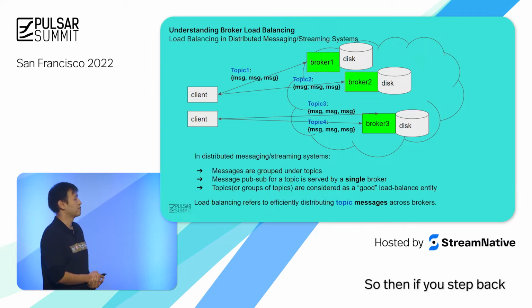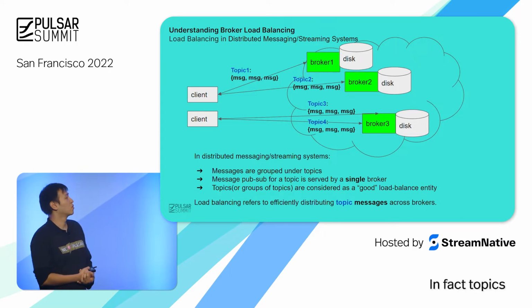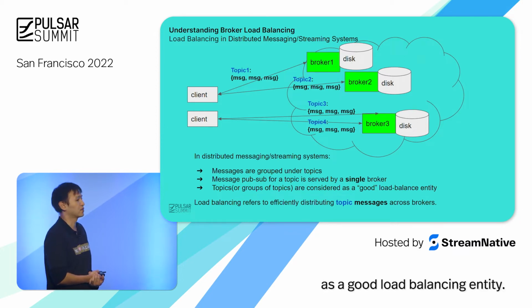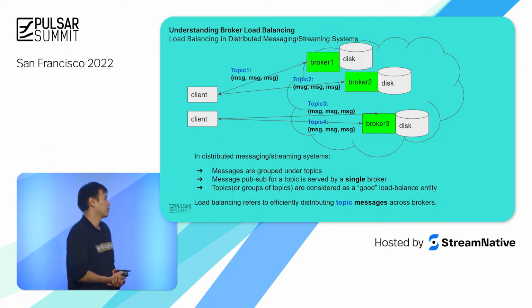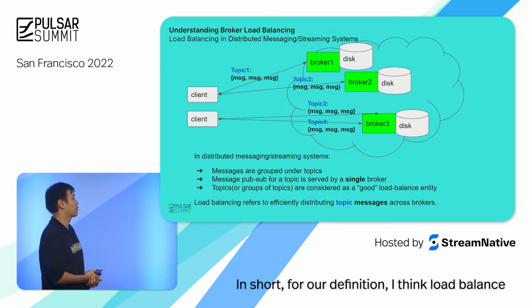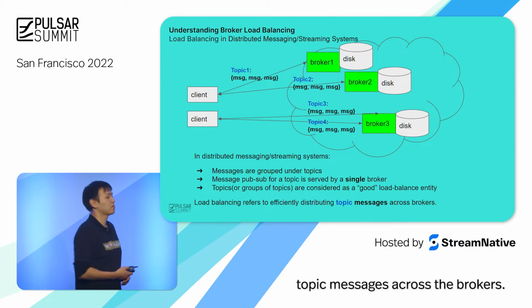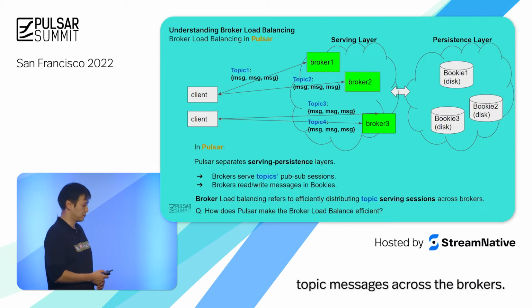So if you step back and see this picture, in fact, topics or groups of topics are considered a good load balancing entity. In short, for our definition, load balance can refer to efficiently distributing topic messages across the brokers.